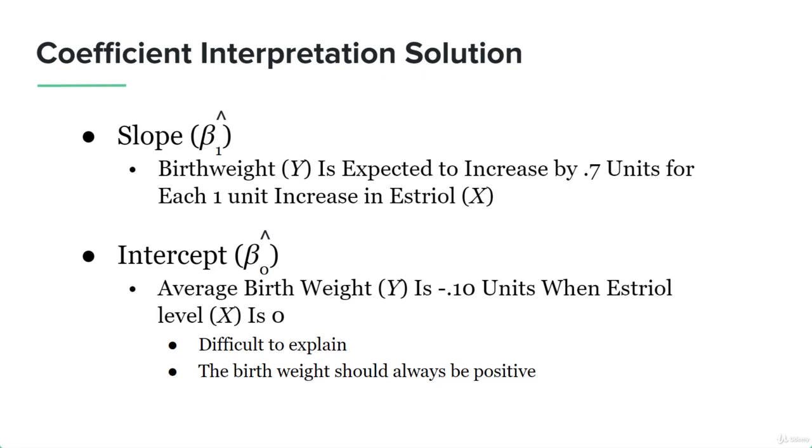Now there is something important here to understand. For this particular example, we have a negative y-intercept. As you can see over here, it is negative 0.10. So it becomes rather difficult to explain, especially when you're talking about birth weight. Birth weight is a continuous numerical value and it cannot be negative, so this becomes rather difficult to explain, because the birth weight should always be positive.